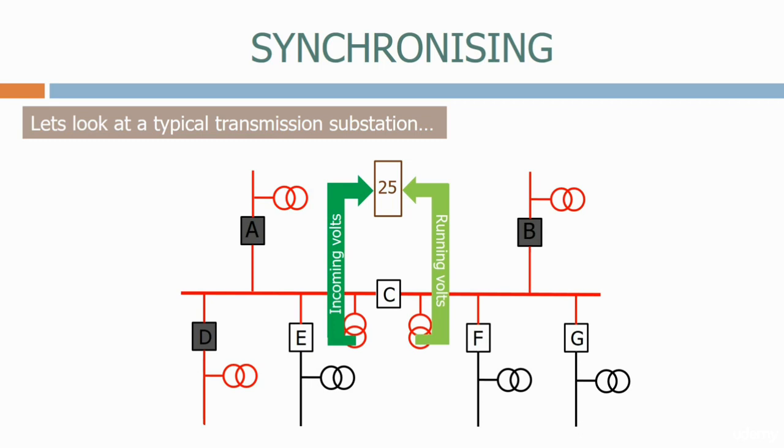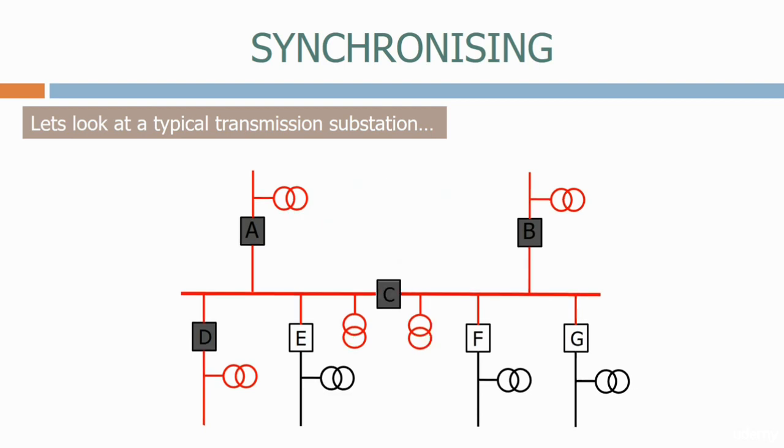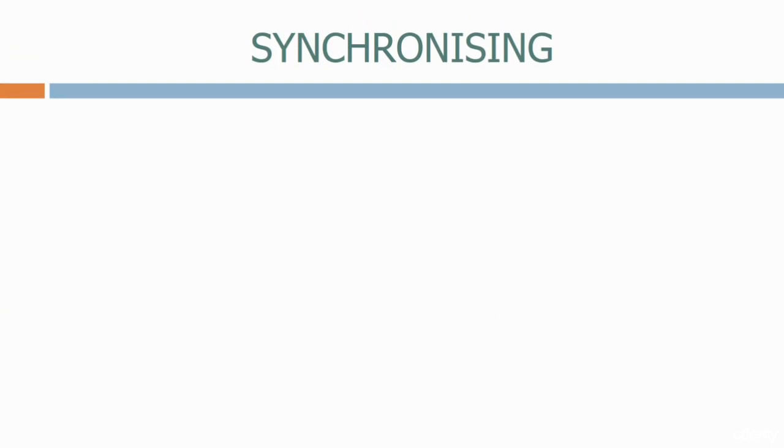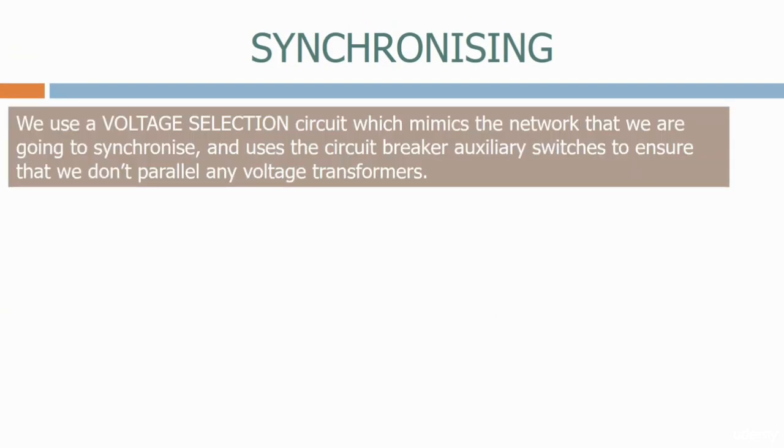This time we're connecting 2 live circuits, so the check sync relay will not close until the voltage, frequency and phase angle are within the settings defined by the check sync relay. In this case they appear to be, and the check sync relay closes circuit breaker C. We use a voltage selection circuit, which mimics the network that we are going to synchronize and uses the circuit breaker auxiliary switches to ensure that we don't parallel any voltage transformers.